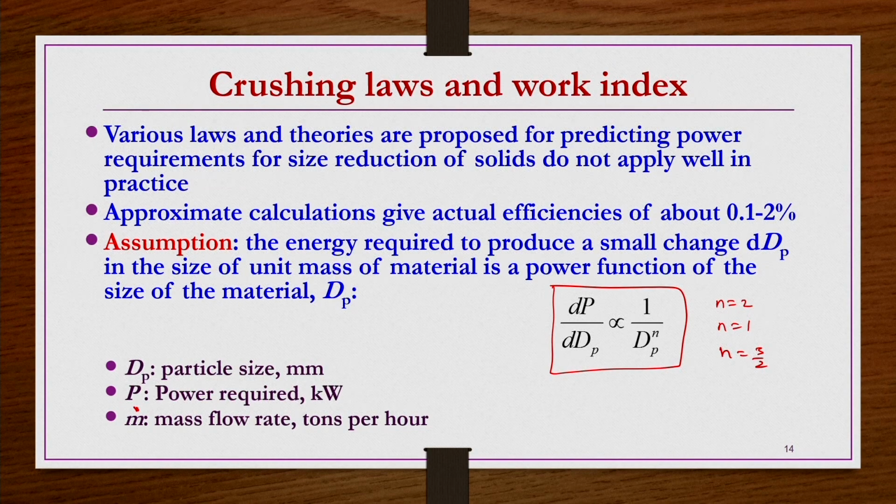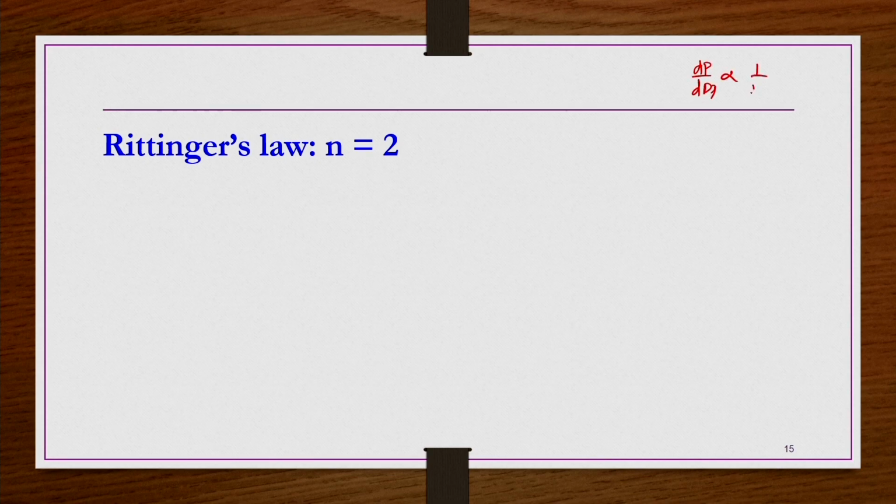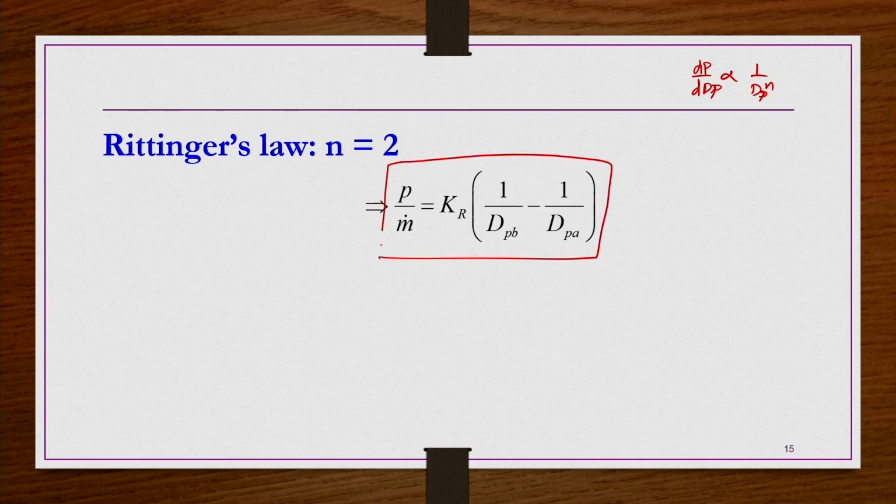So, now we take one by one each of these crushing laws. First we take n equals 2. If you take n equals 2 in this equation, dP by dDP proportional to 1 by dP power n, and then do the integration and substitute the limits of feed size to the product size, then you will get P by m dot equals some constant multiplied by 1 by dPb minus 1 by dPa. That constant is known as the Rittinger's law constant.